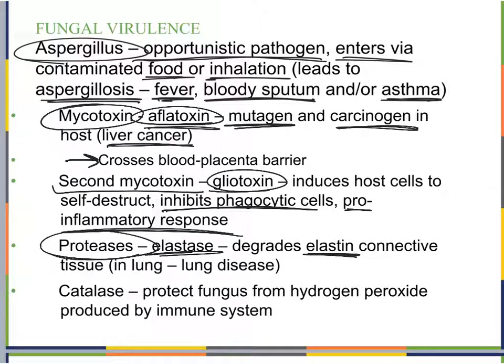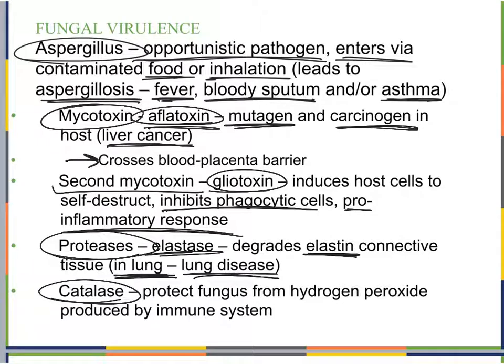Also, we see Aspergillus has proteases like elastase. This is going to degrade elastin, which is the connective tissue. Where we see this oftentimes is in the lung, especially if it's due to inhalation. So if we inhale Aspergillus, it can then start to produce these proteases, specifically elastase, and that can degrade the elastic connective tissue in the lungs and cause lung disease.